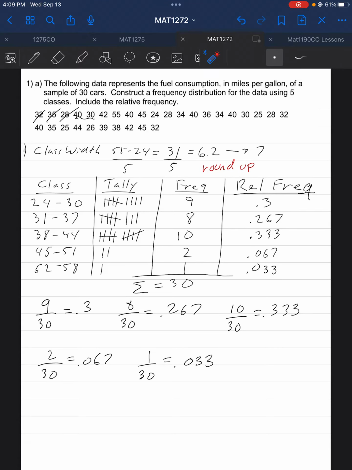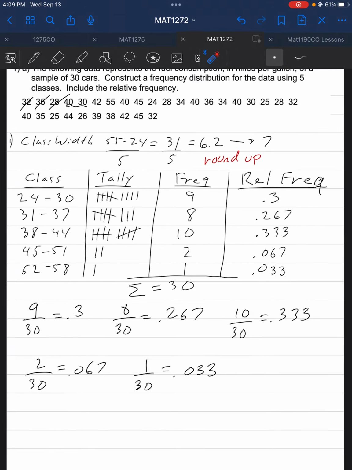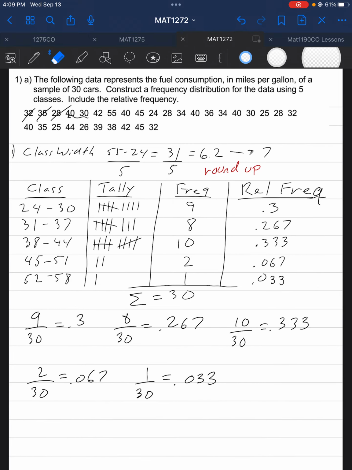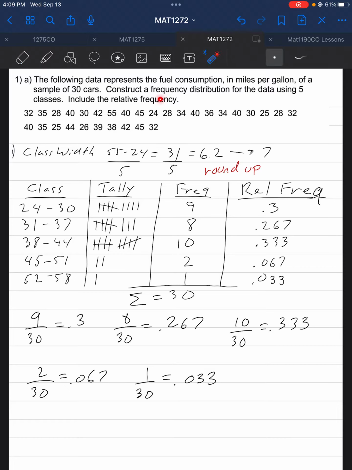Starting off with number 1 on the review sheet. We are asked to construct a frequency distribution and then calculate the relative frequency for this data set that's given to us. The first thing we want to do is calculate the class width because it asks us to use 5 classes, so we got to make sure that these boundaries are appropriate.